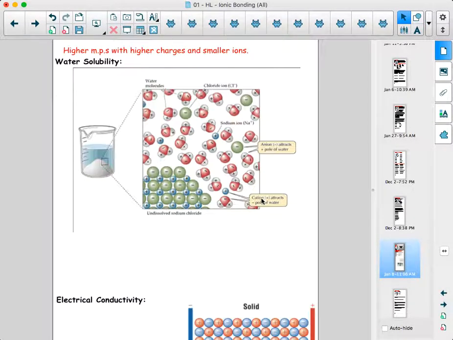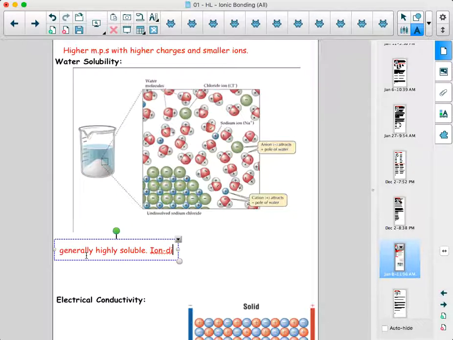Okay, water solubility. Most of the time, ionic compounds are very soluble in water. Not always. There are some that are more or less insoluble. There are some that are slightly soluble. But the reason why they're usually soluble in water is because water is very polar, and if waters come near to ions, the partial charges on the water will line up with the oppositely charged ions, and you'll get what are called ion dipole interactions or attractions.